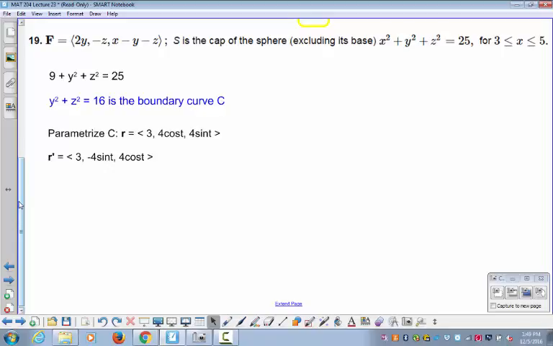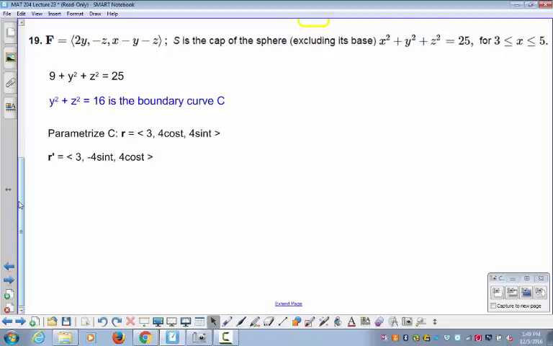So now let's parameterize it. We know how to parameterize a circle of radius 4, 4 cosine, 4 sine, but the x component is 3 because we're out 3 units from the YZ plane. So x is 3 for all points on that circle. So we do 3, 4 cos t, 4 sin t. Take the derivative.